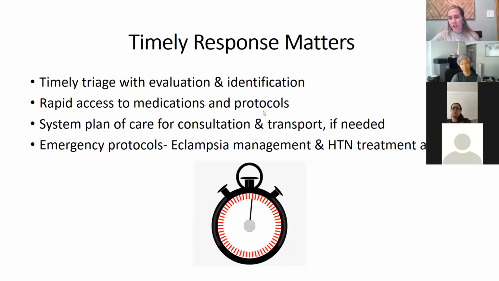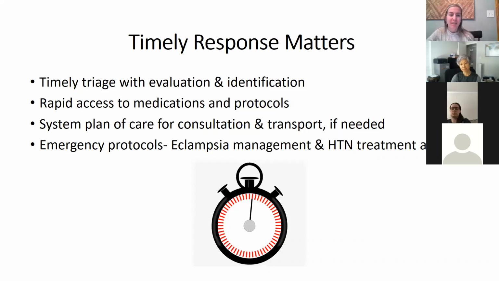Make sure that you have rapid access to medications and protocols. I encourage you guys, whatever unit you work on, know where all your meds are, know where your labetalol is, your hydralazine, know where your syringes are, your pushes, and know your protocol. It'll make this, right, a lot less nerve-wracking when you have a patient come in who has pressures like 200s over 110s, right, and you're scrambling to try and get her pressure down.